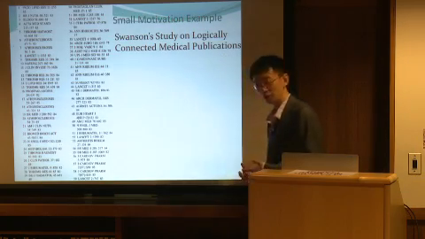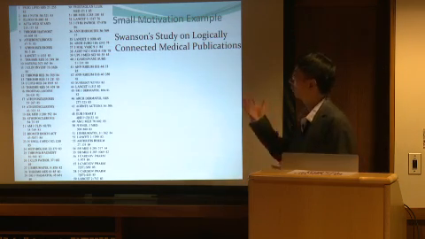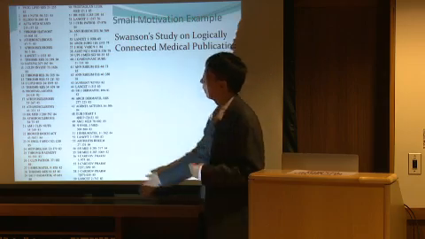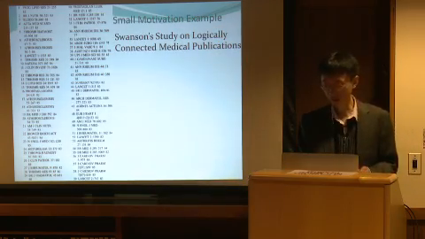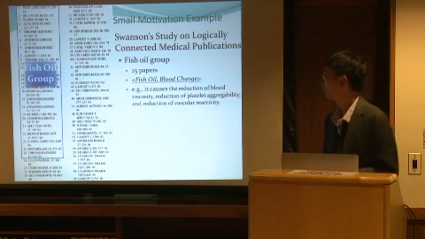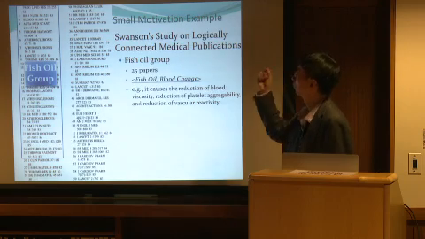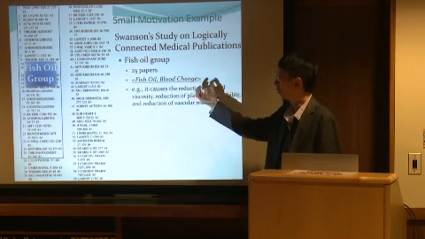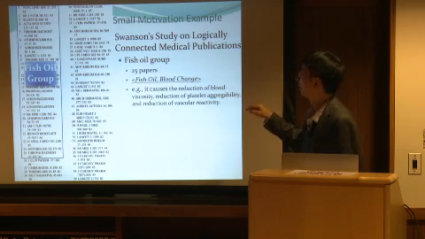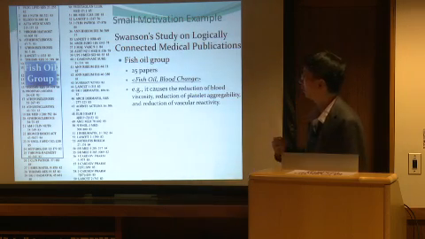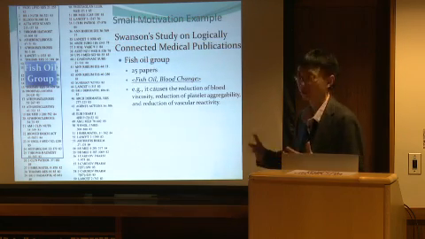So for example, Swanson, like 20 or 30 years ago, did a study of medical journal papers. He studied several hundred papers, and he found around 25 papers where people talked about fish oil and blood change together in the same paper. It's understandable, because fish oil normally can cause reduction of blood viscosity. So that's a good thing.